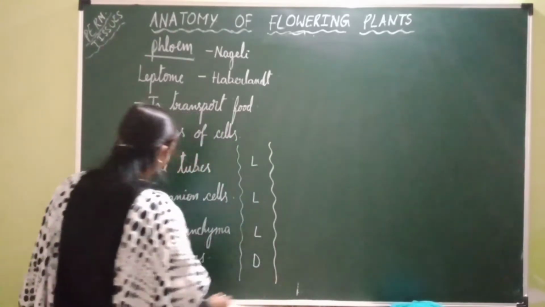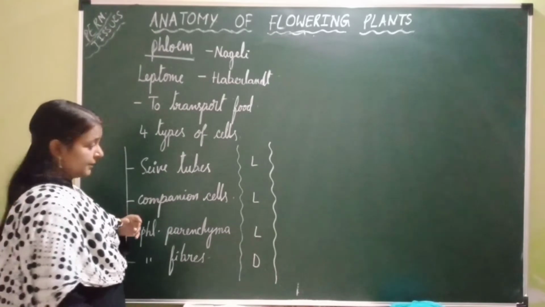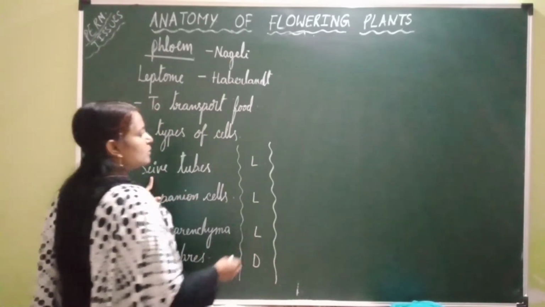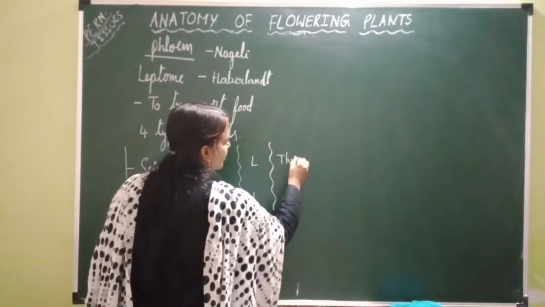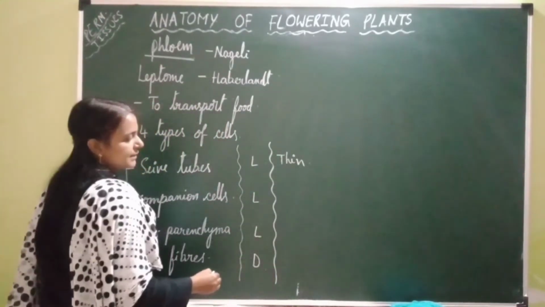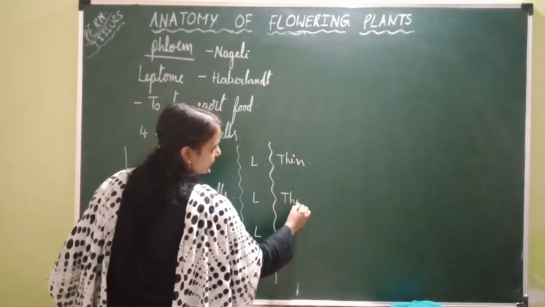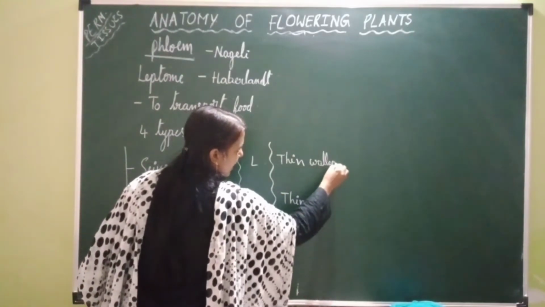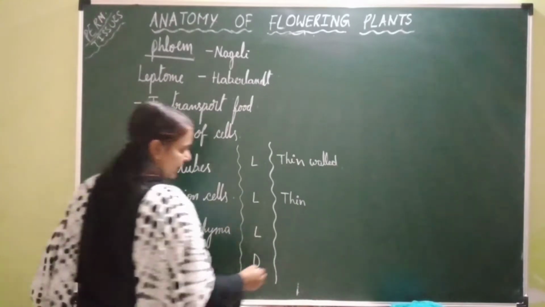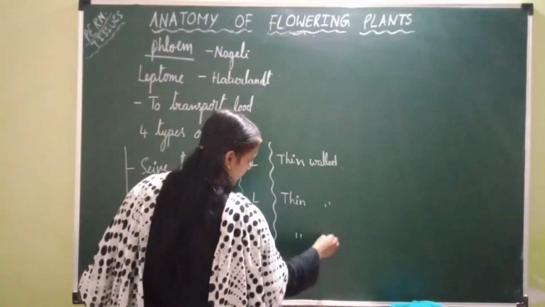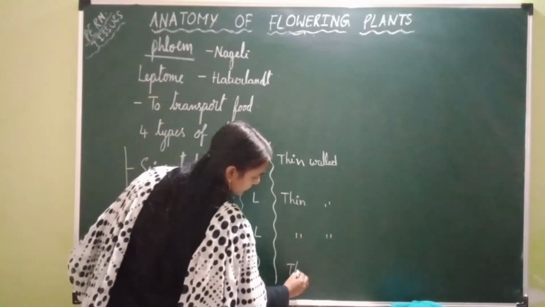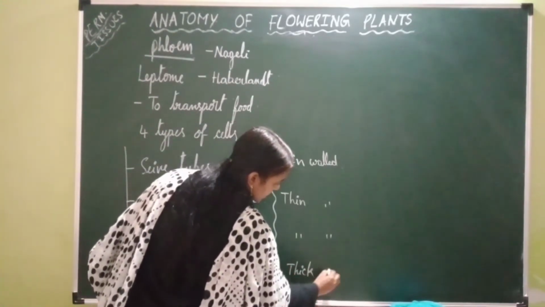Next, coming to the difference with respect to cell wall. Sieve tubes are thin walled. Companion cells are also thin walled. Phloem parenchyma is also thin walled. Phloem fibers are thick walled cells.